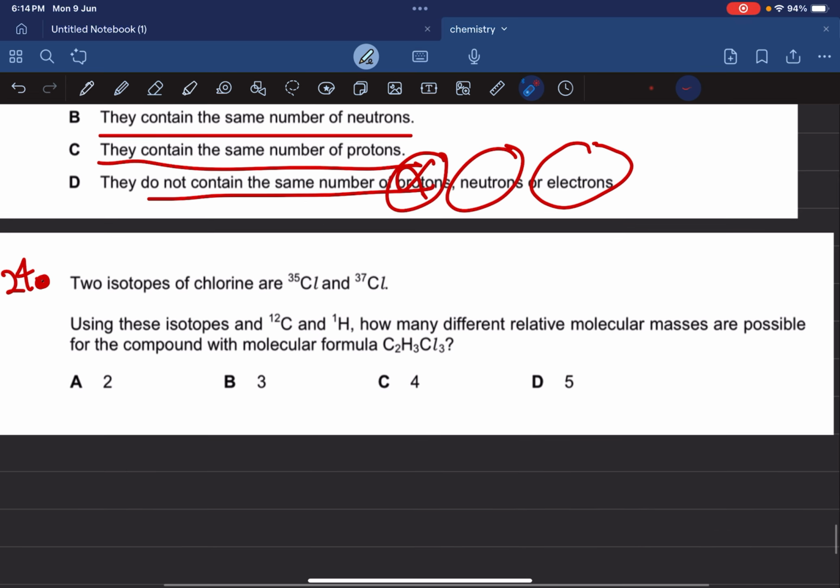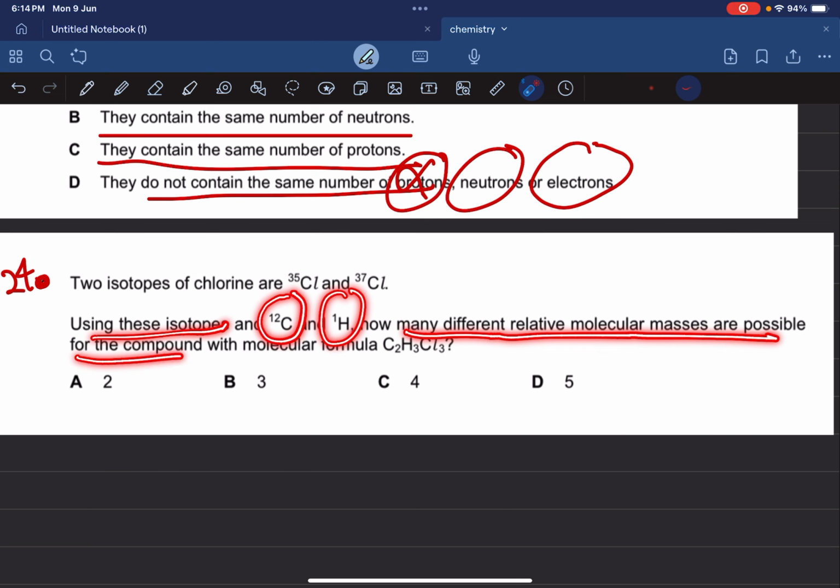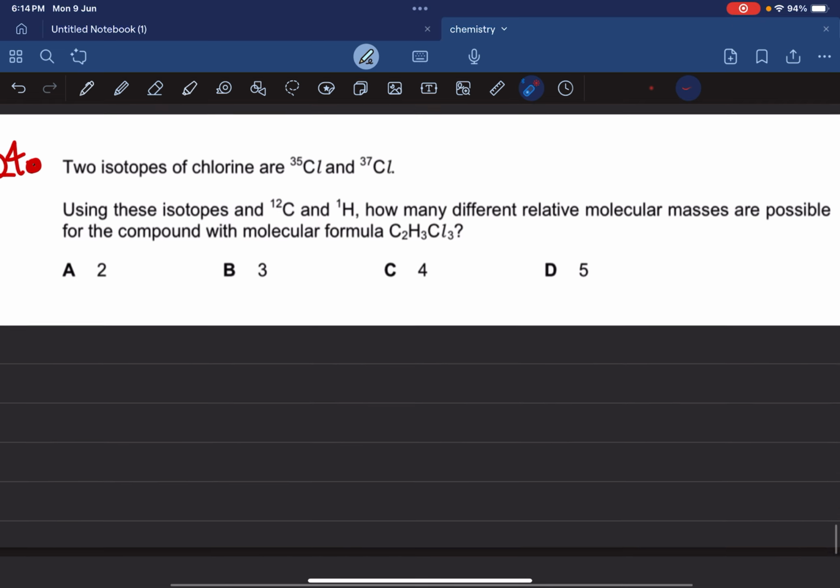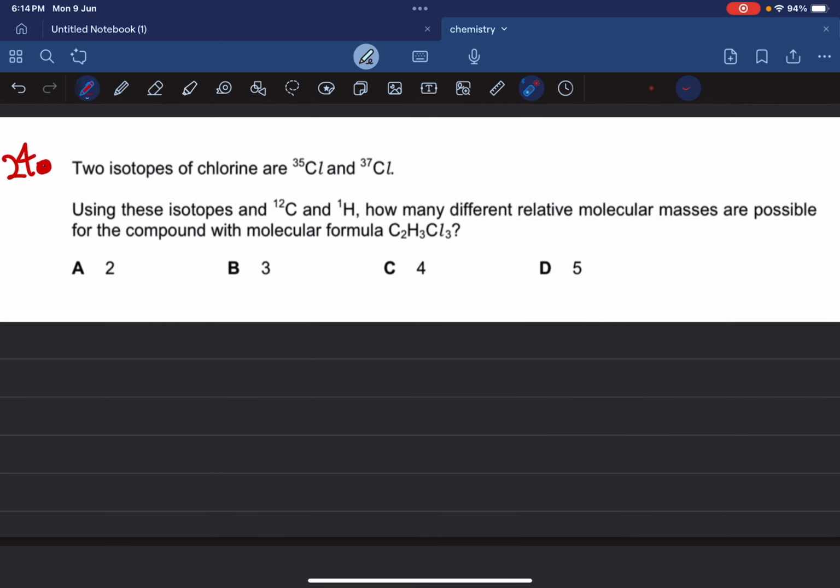Okay, using the isotopes of carbon 12 and hydrogen 1, how many different relative molecular masses are possible for the compound with the molecular mass of this? Okay, would any one of you love to answer this? If you are able to do this, then you are really doing good in chemistry. This is what you have to make.